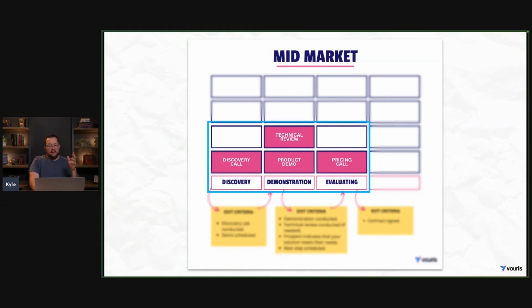Okay, so what does this look like? Let's go to that mid-market example that we already talked about. We have a discovery call in the discovery stage. That makes perfect sense, right? Then there's the demonstration. In the demonstration stage, we have a product demo and we also have a technical review. Maybe in this company, they want you to meet with IT and make sure that this isn't going to interfere with anything else that they have. Maybe they don't require that and you would make that an optional one. Maybe they all require it. Maybe you require it, right? So that's like an important thing to know.